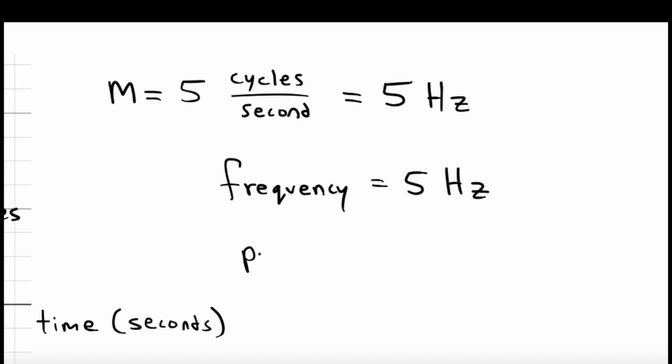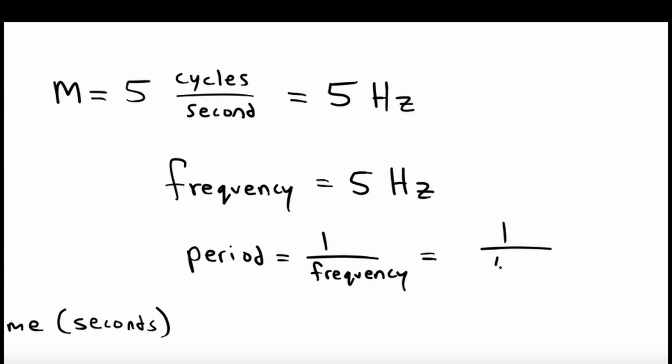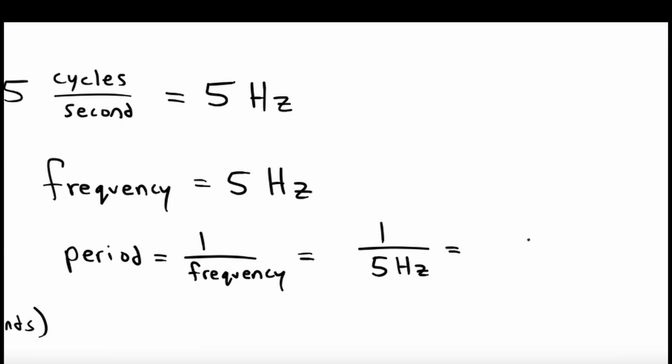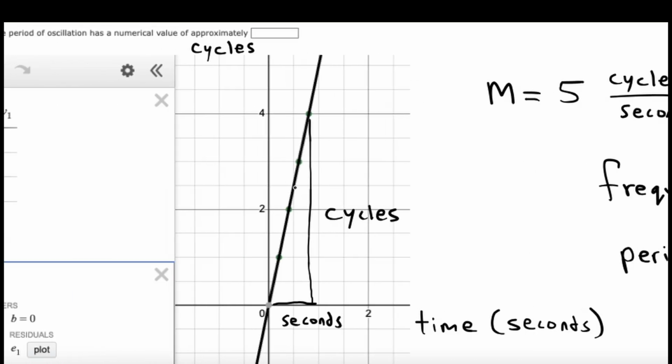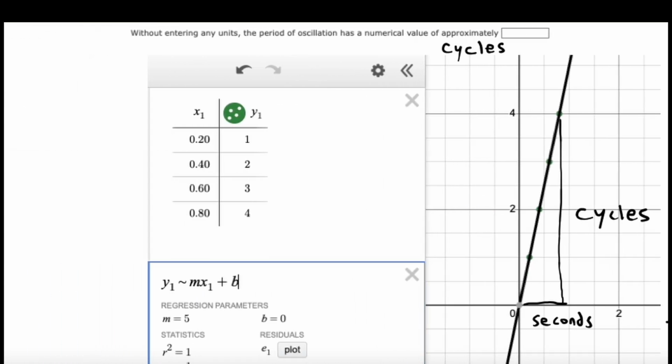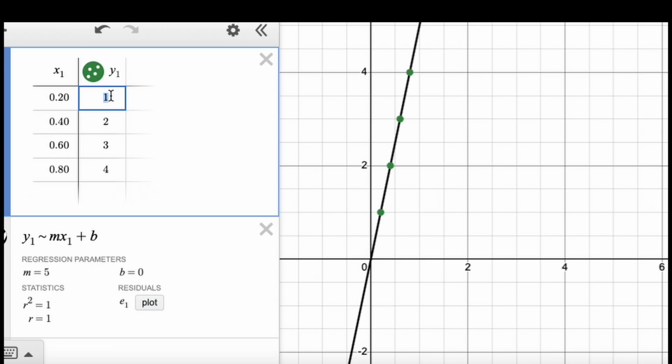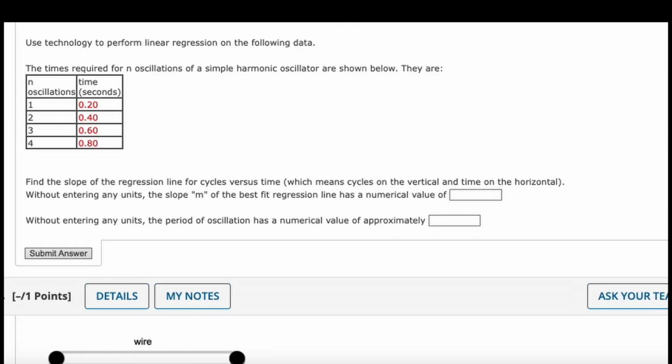To find the period, we would do 1 over our frequency, which is going to be 1 over 5, which is 0.2 seconds. That should make sense with the data that you view in your chart, because they said the first cycle took 0.2 seconds. So it makes sense.